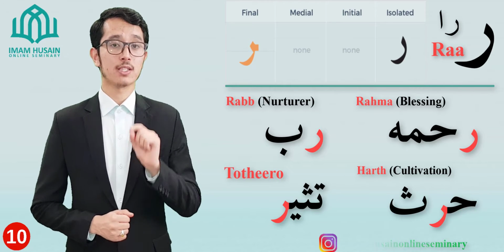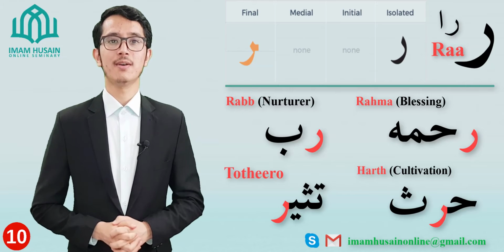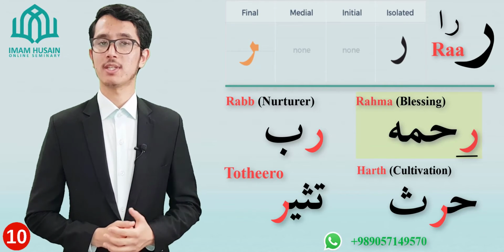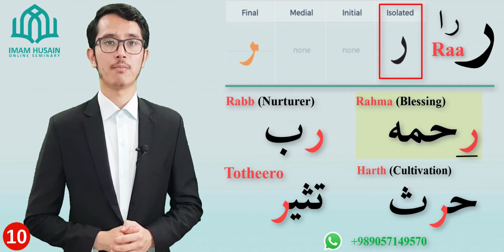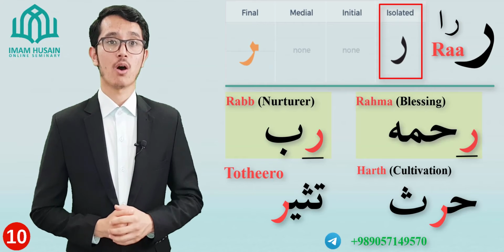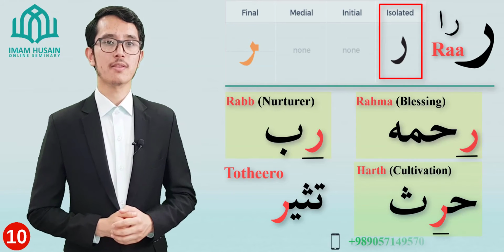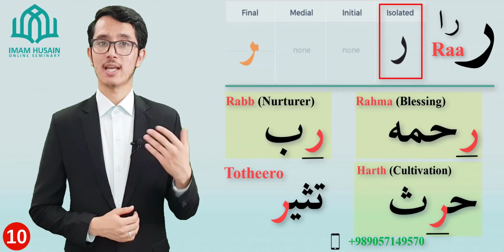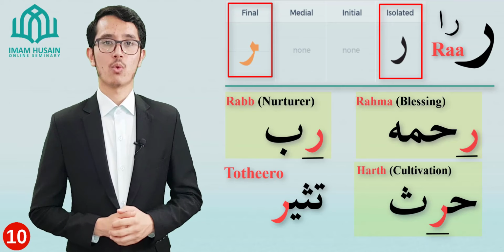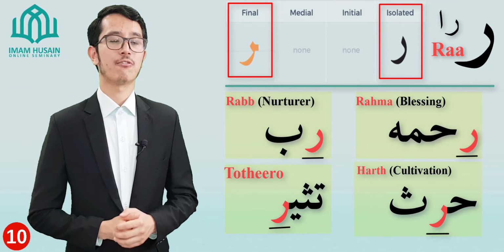Now, can you identify the different forms of the letter Ra in these words? Let's do it together. In the first word, Rahmah, the letter Ra is written, of course, in isolated form. MashaAllah. In the second word, Rab, again, the letter Ra is written in isolated form. In the third one, Harth, the letter Ra is written in final form. Great. In the last word, Tuthiru, the letter Ra is written again in final form.